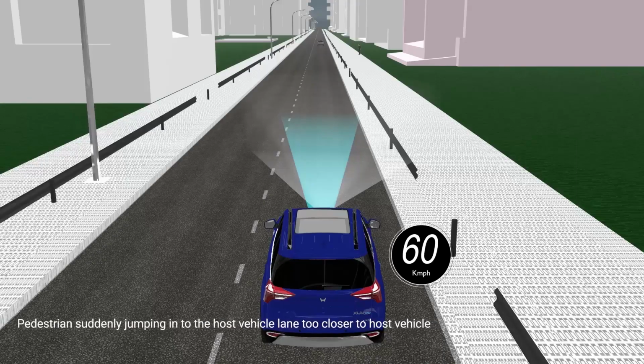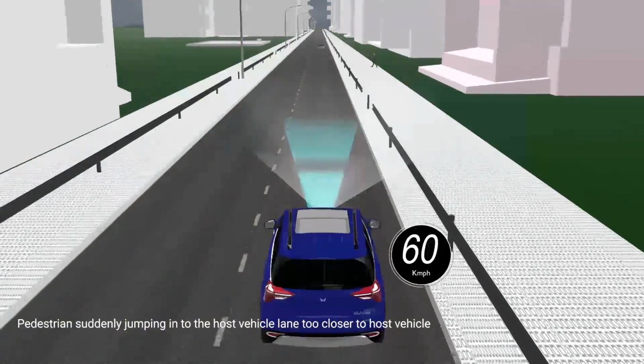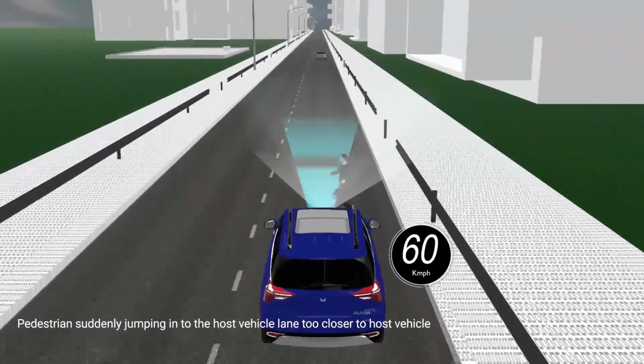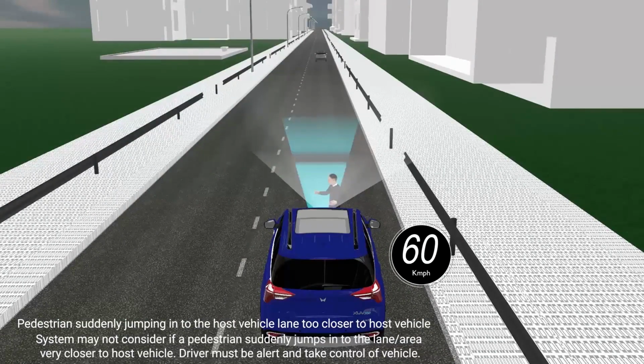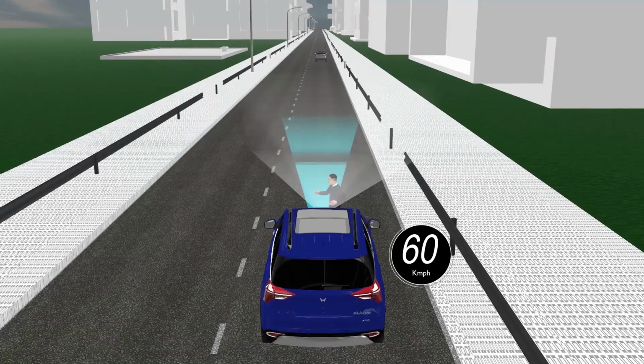Pedestrian suddenly jumping into the host vehicle lane too close to the host vehicle. The system may not consider it if a pedestrian suddenly jumps into the lane or area very close to the host vehicle. Driver must be alert and take control of the vehicle.